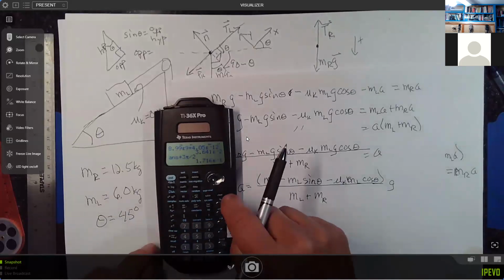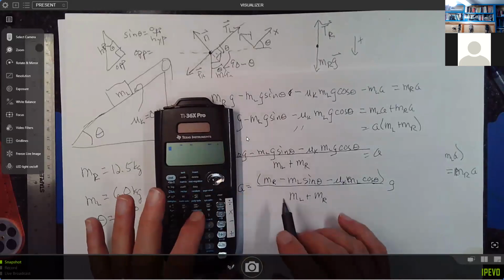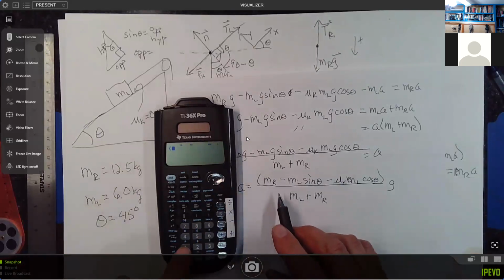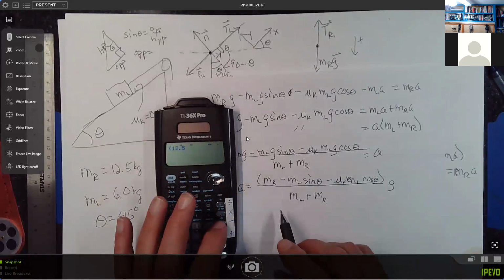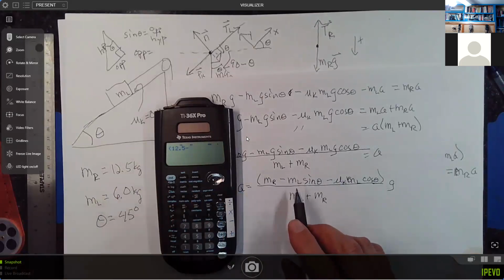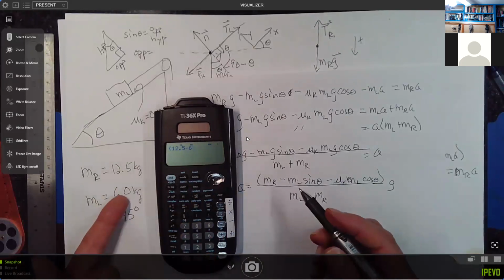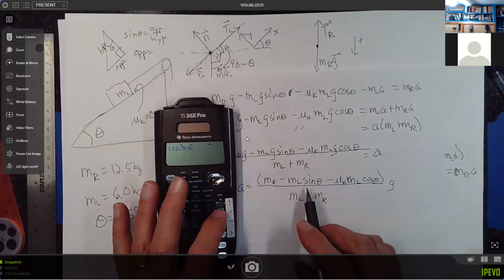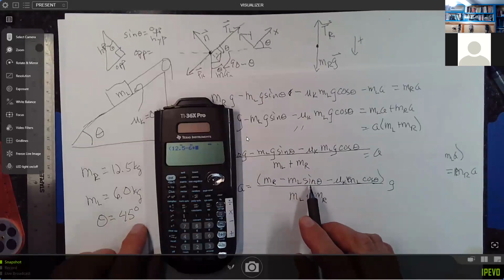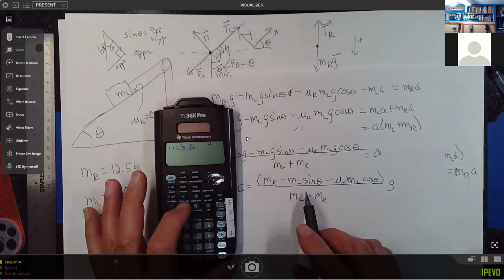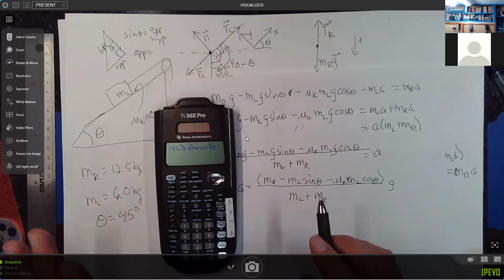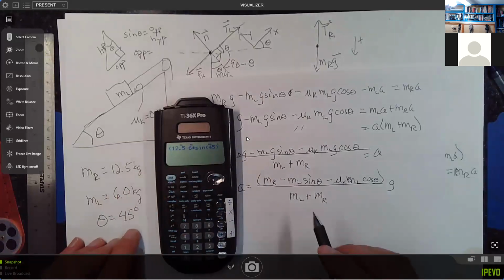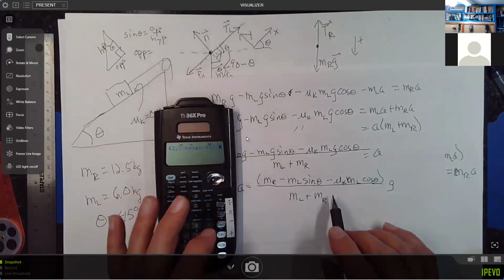Turn on my calculator first, clear it. I want to wrap that numerator in parentheses. So left parenthesis, m sub r, that's 12.5, minus m sub l, which is 6. Now, my calculator doesn't care if I hit 6 or 6.0, so I'm just going to hit 6. And then times, I probably don't have to hit the times, but I will anyway. The sine of 45, and I teach physics all the time, so I don't have this calculator in radians mode, it's in degrees mode. And then I still have to subtract minus mu sub k.